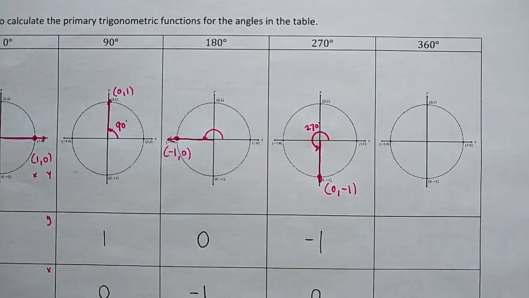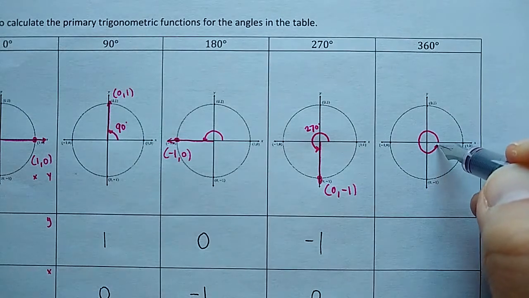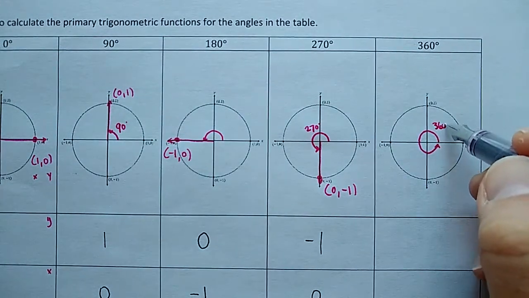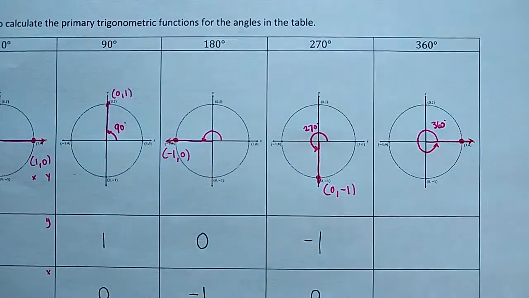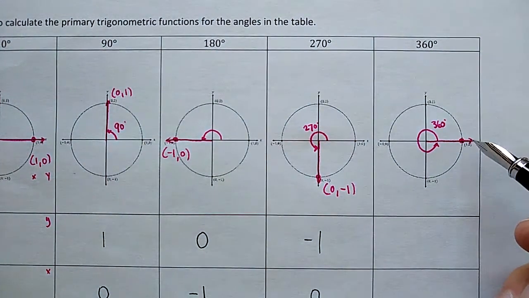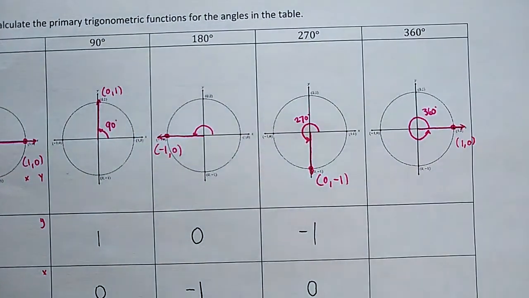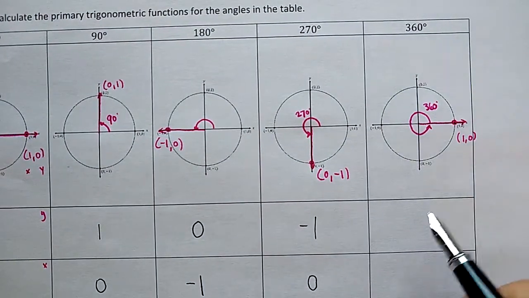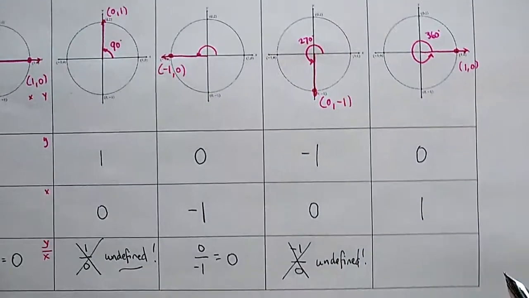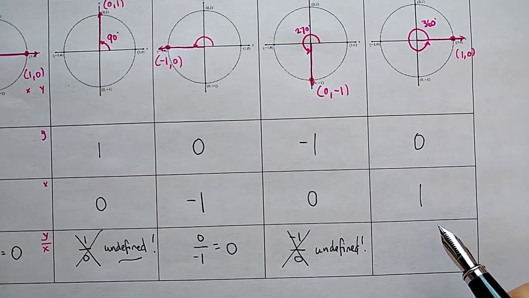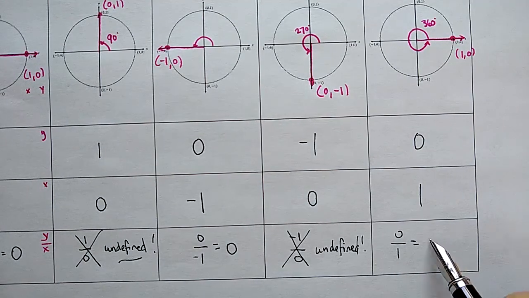Now let's check out 360. Start here, all the way around, full rotation, getting back to where we started from, 360 degrees. The terminal arm goes through that point. That point is (1, 0). The y value is 0. The x value gives us cosine, that's 1. Then we take the y value and divide by the x value to get the tangent, and that's just 0.